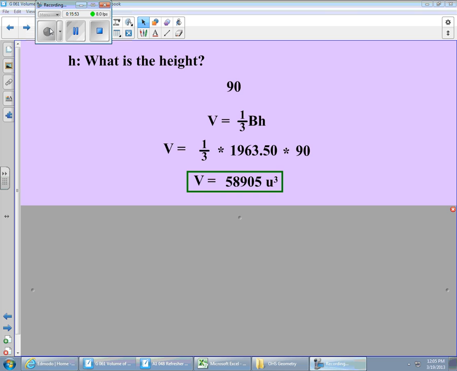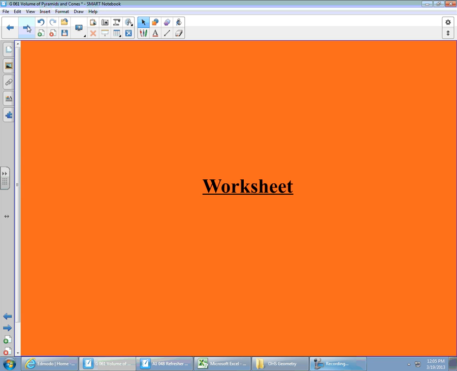Okay, so that's pretty much it. All we need to do now is practice what we just learned. Use that formula, 1/3 area of the base times the height. That'll conclude the information that we have on volumes. We'll spend the next few days looking at cross sections and perspectives, and we'll be looking at a Unit 9 test sometime in the middle of next week.